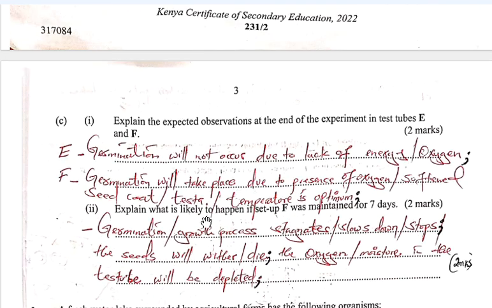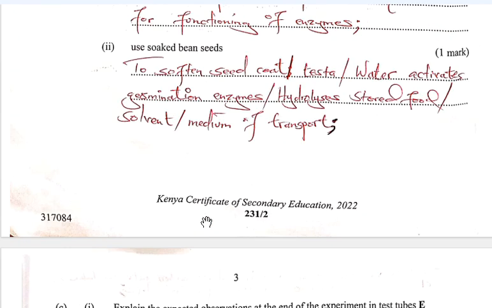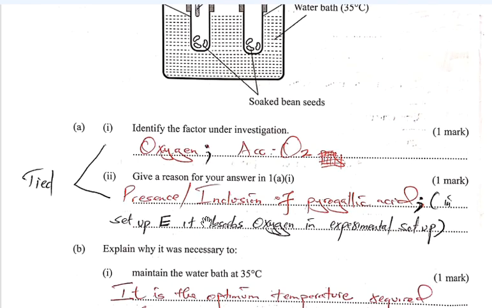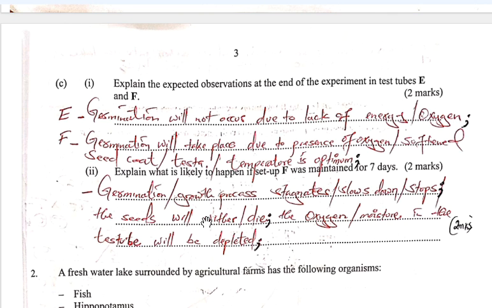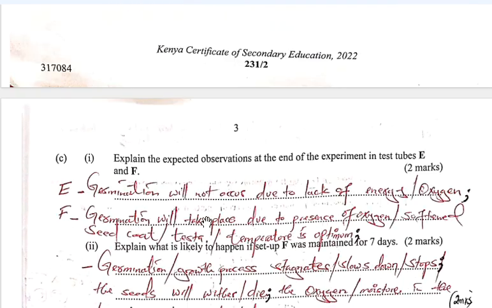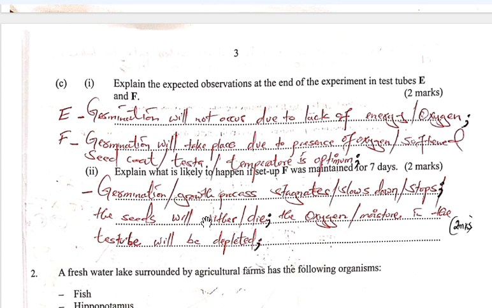Then part C, Roman 1, what are the expectations at the end of the experiment in test tubes E and F? Let's look at E. In E, we have pyrogallic acid, and the pyrogallic acid absorbed oxygen. In E, germination will not occur due to lack of oxygen. Then F, we have our soaked bean seeds without pyrogallic acid. It means germination will take place due to presence of oxygen.